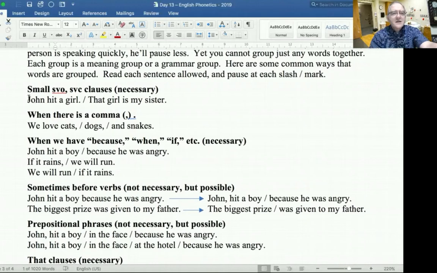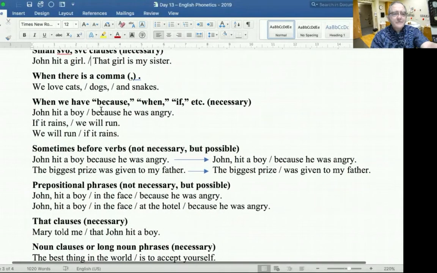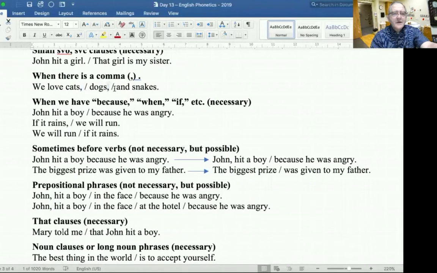John hit a girl. That girl is my sister. Now you cannot put this all together. John hit a girl, that girl's my sister. Boy, nobody understands that. We put the pause between sentences. John hit a girl. That girl's my sister. Now when there's a comma, we put a pause. We love cats, dogs, and snakes.